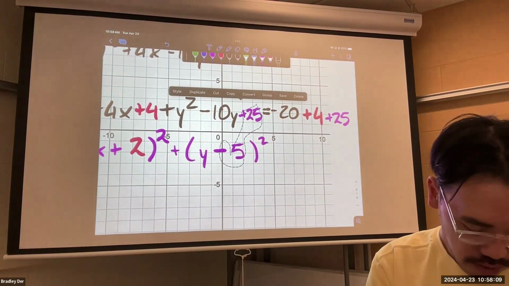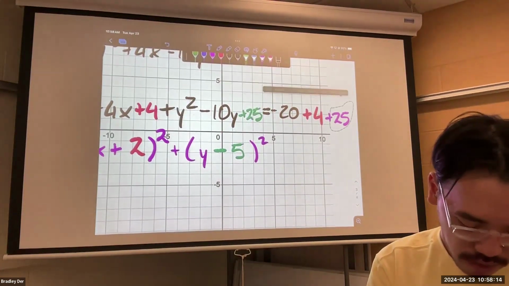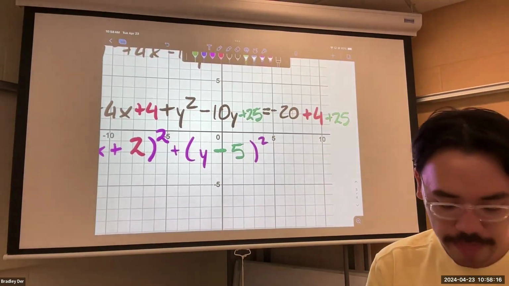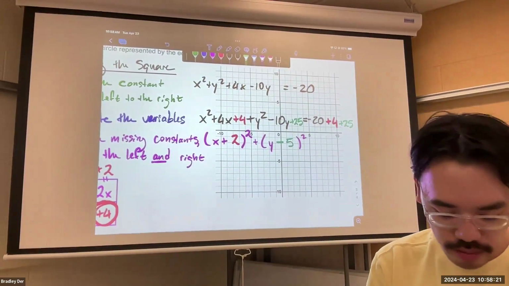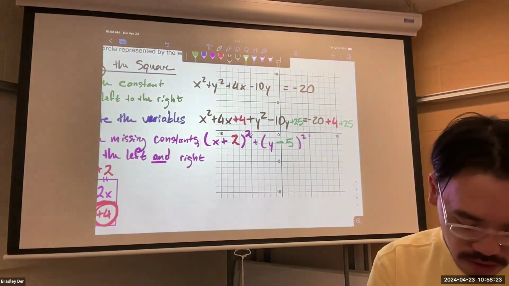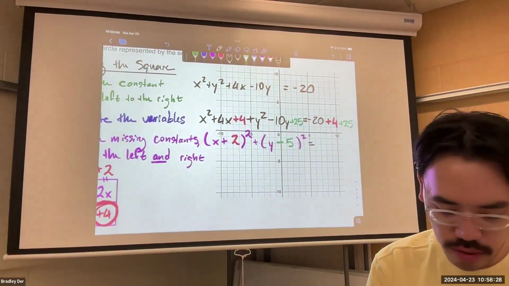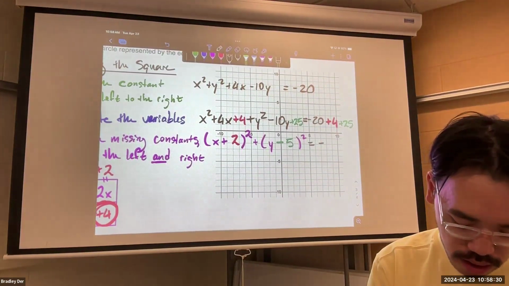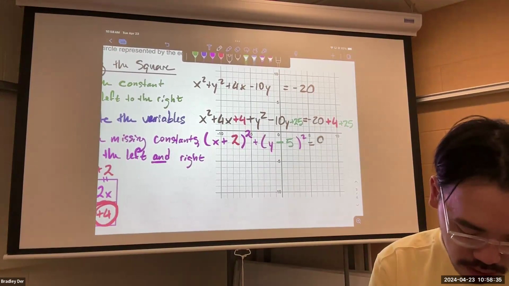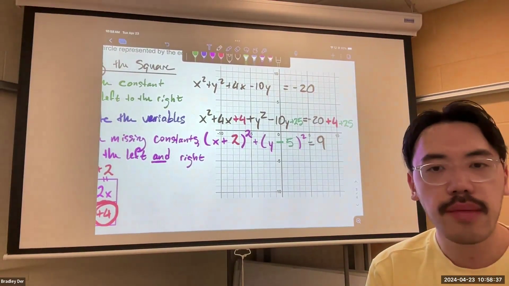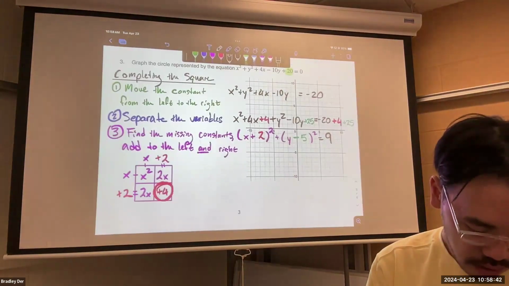Let's change up this color. Let's make this turquoise. So that's basically the process of completing the square. And then we just have to simplify on the right. So -20 plus 4 plus 25 would have been, I don't know why I wrote negative, +9. 29 minus 20, yeah, 29 minus 20. 9.